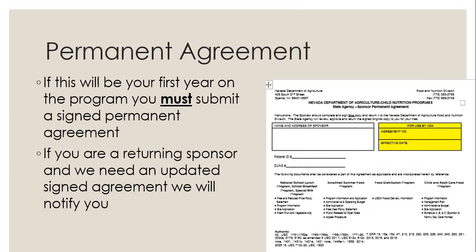Next we have our permanent agreement. If this is your first year on the program, you must submit a signed permanent agreement, and this is that legal document where you state that you're going to adhere to all those federal requirements. If you're a returning sponsor and we need an updated signed agreement, we'll notify you. We had some dated forms, and we'll go ahead and comb through those and let folks know who needs to submit an updated one. We don't want to make everyone turn one in because we don't necessarily need one from everyone.